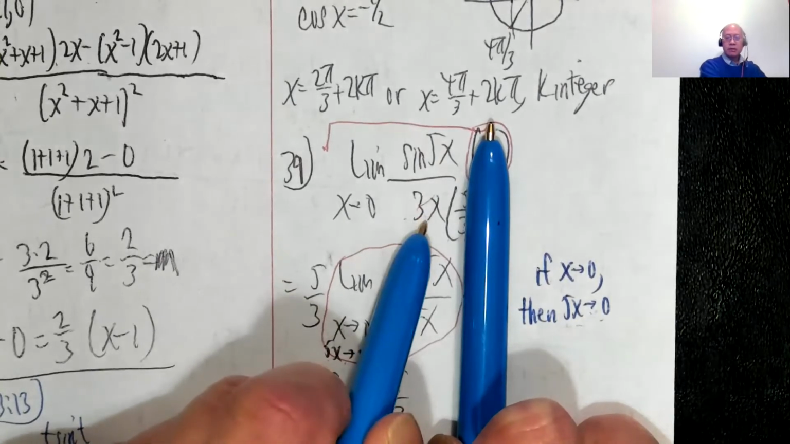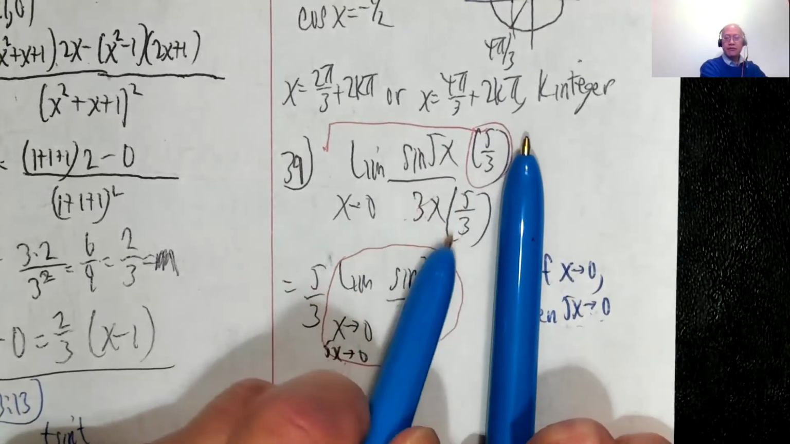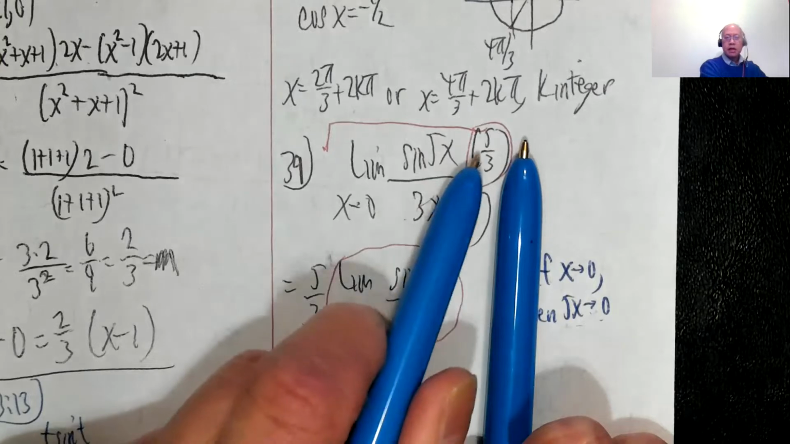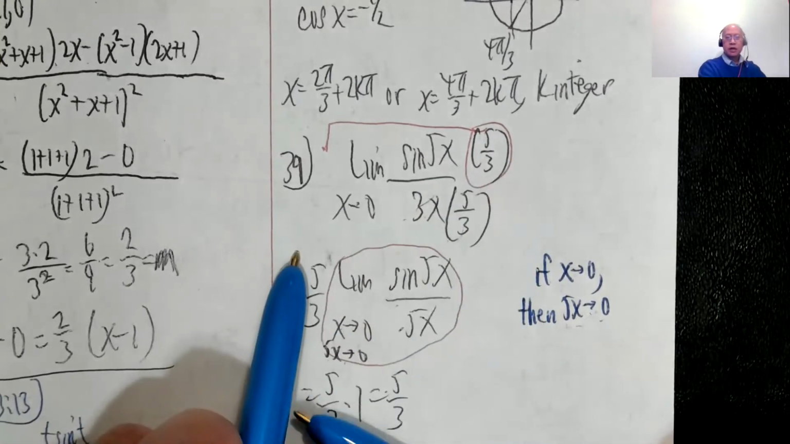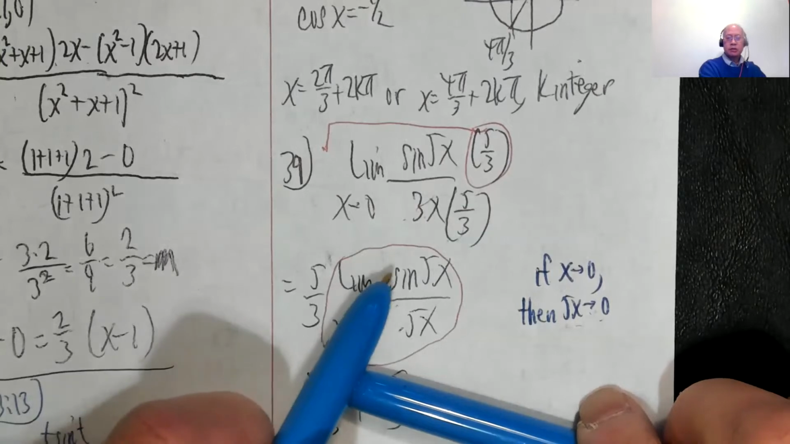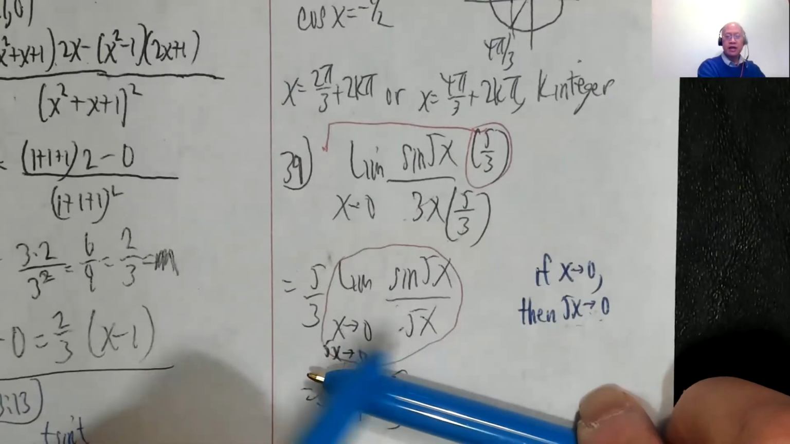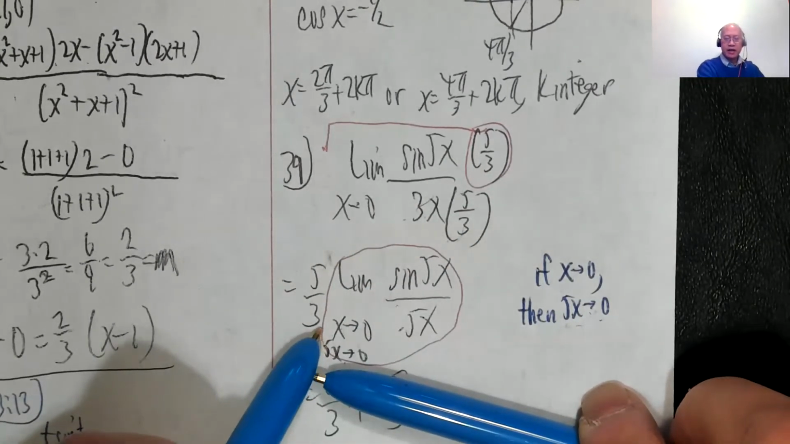So how do I get this to be 5x? I can multiply top and bottom by 5/3. Bring the 5/3 out in front. 3x times 5/3 is 5x. Okay, and now the limit as x approaches 0 of sine 5x over 5x. You could pretend that says x.